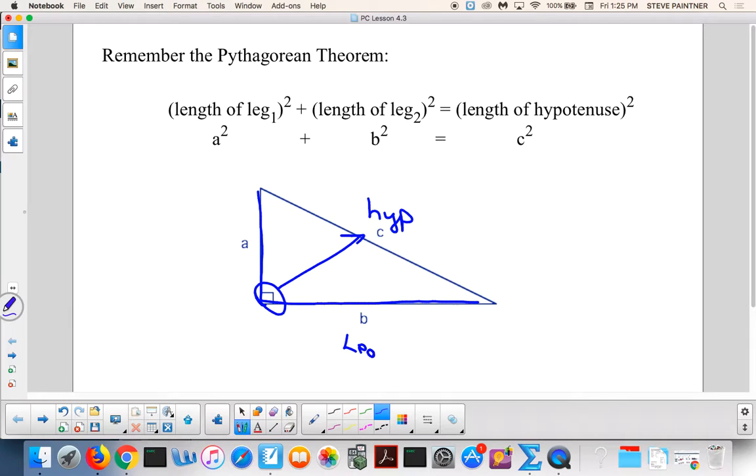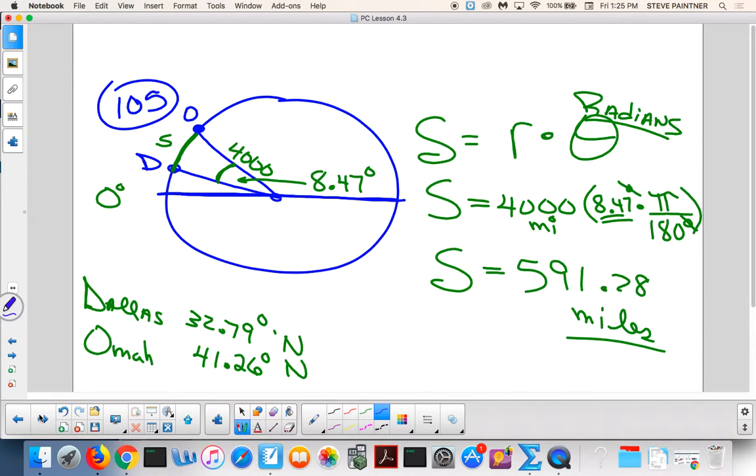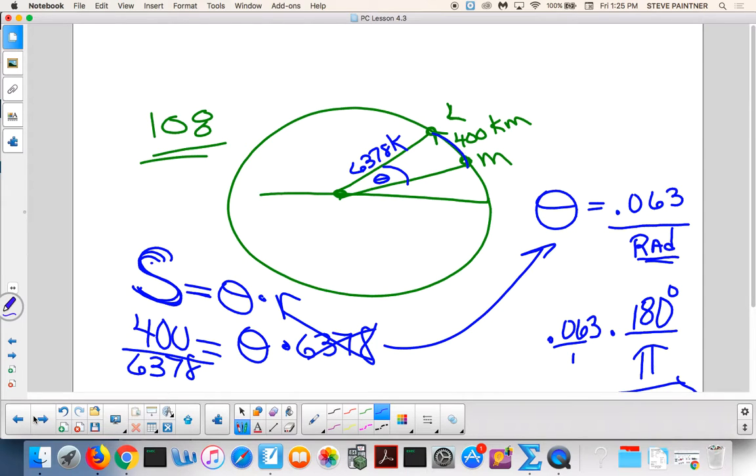I say leg. So you've got two legs that make your 90, and one is A and one is B. You want your hypotenuse, just find your right angle and go straight across. There it is. Okay? You've done this several times. If you didn't, you're going to do it today. Okay? Next slide.